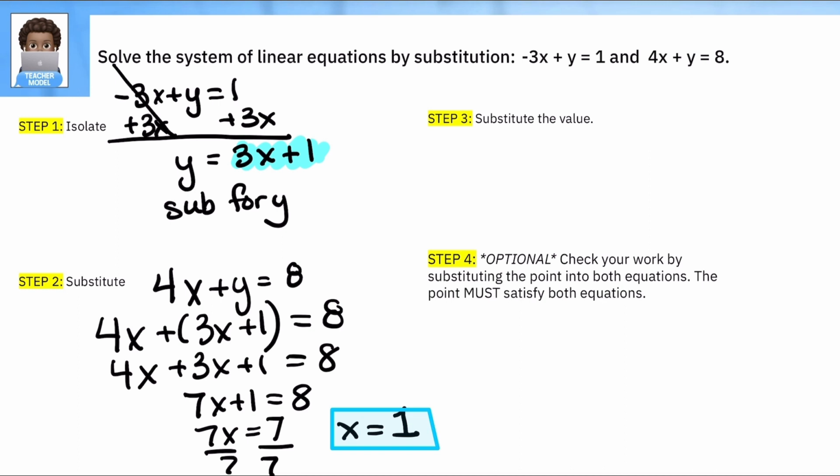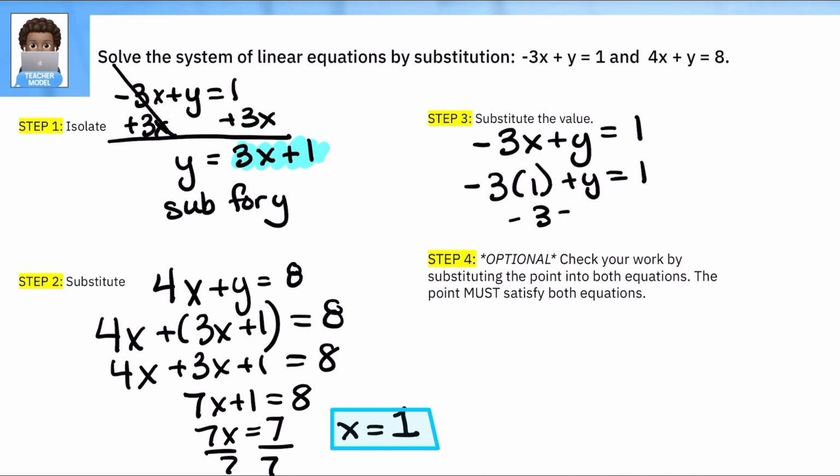Great. So now that we know what x is equal to, let's substitute to figure out what y is equal to. Again, it doesn't matter what equation you want to use. I'll even go back to the other one: negative 3x plus y equals 1. Negative 3 times 1 plus y equals 1. So y is equal to 4. And there we have it. Because of space, I just didn't write the plus 3, but you can follow through on my work. So now I have my solution.